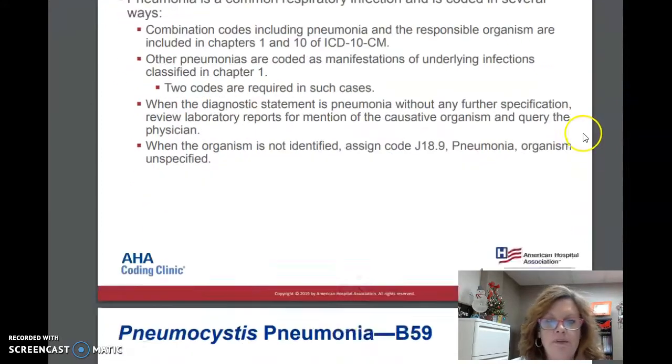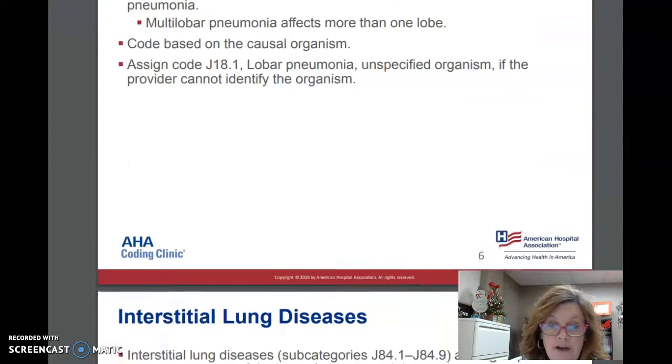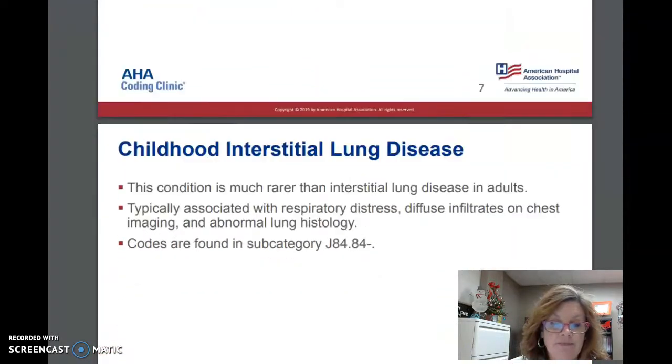Now, lobar pneumonia, when we get into that, describes a specific site affected, a lobe or part of the lobe. A multilobar pneumonia affects more than one lobe. So with this, you're going to assign J18.1, lobar pneumonia, unspecified organism, if the provider can't identify that.